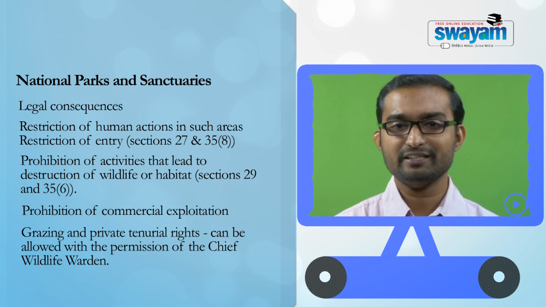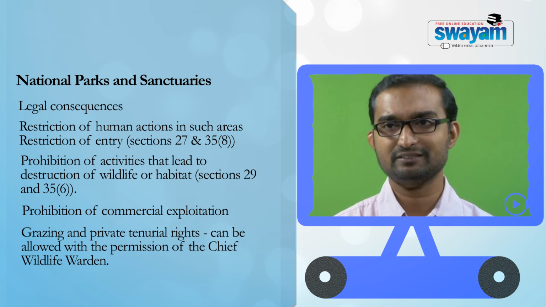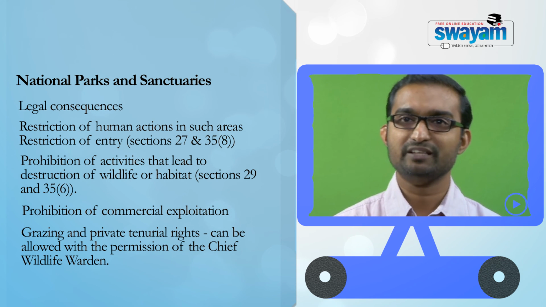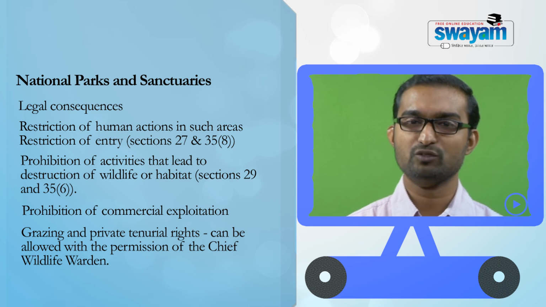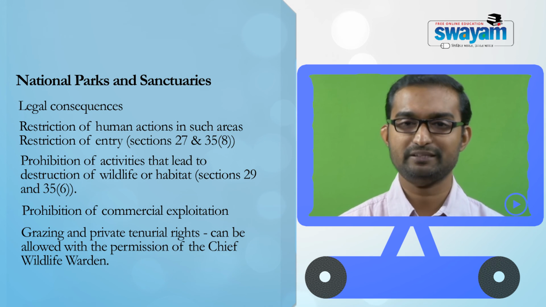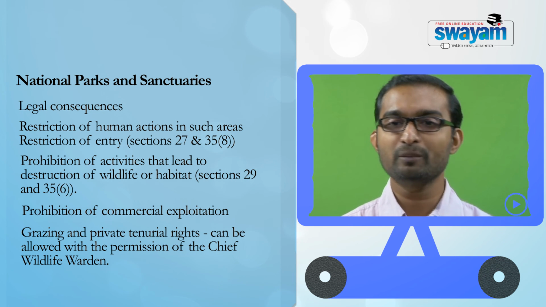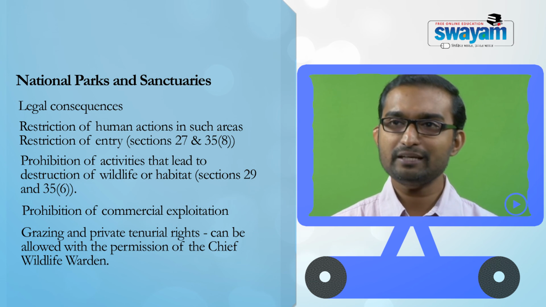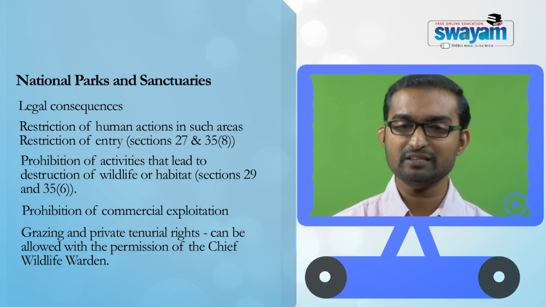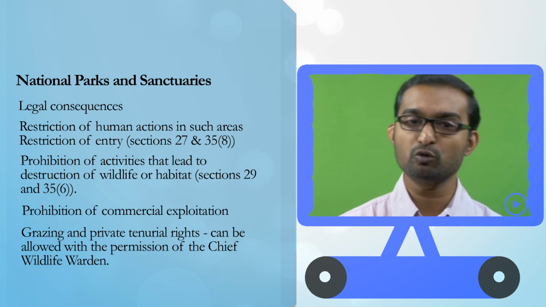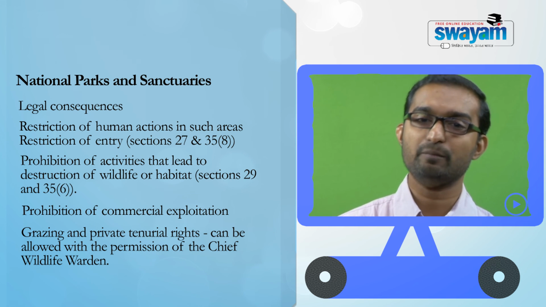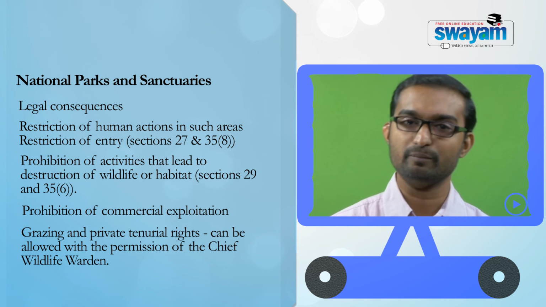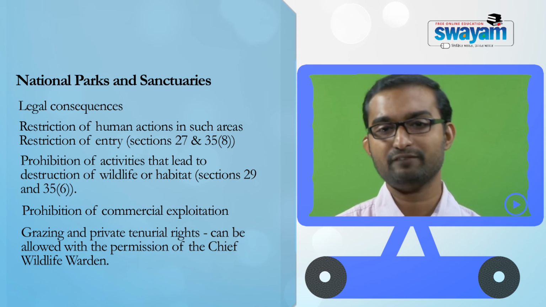So what we can see from these legal regulations is that the primary purpose is to detach human beings from, or insulate, the natural habitat of wildlife. To put it in a different way, it is to completely prohibit or strictly regulate human interference or human activity in the natural habitat of wildlife or the determined wildlife habitat.